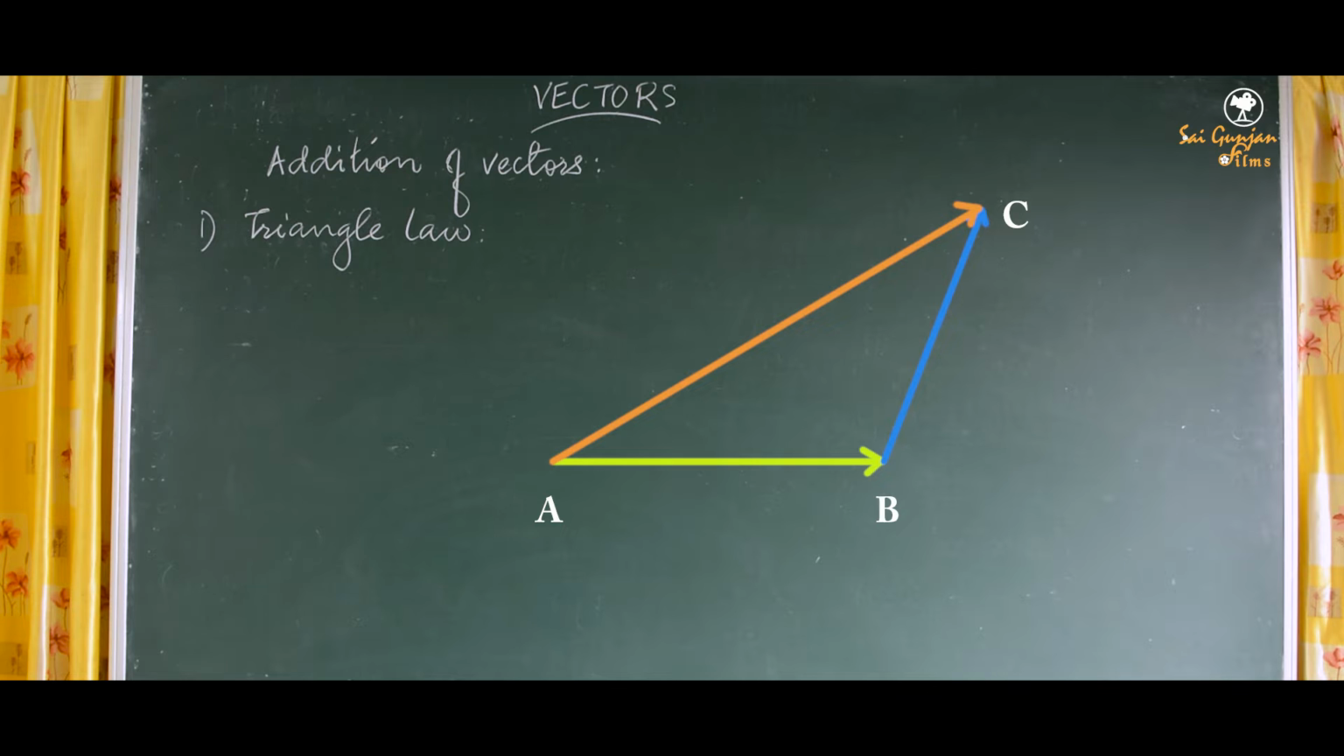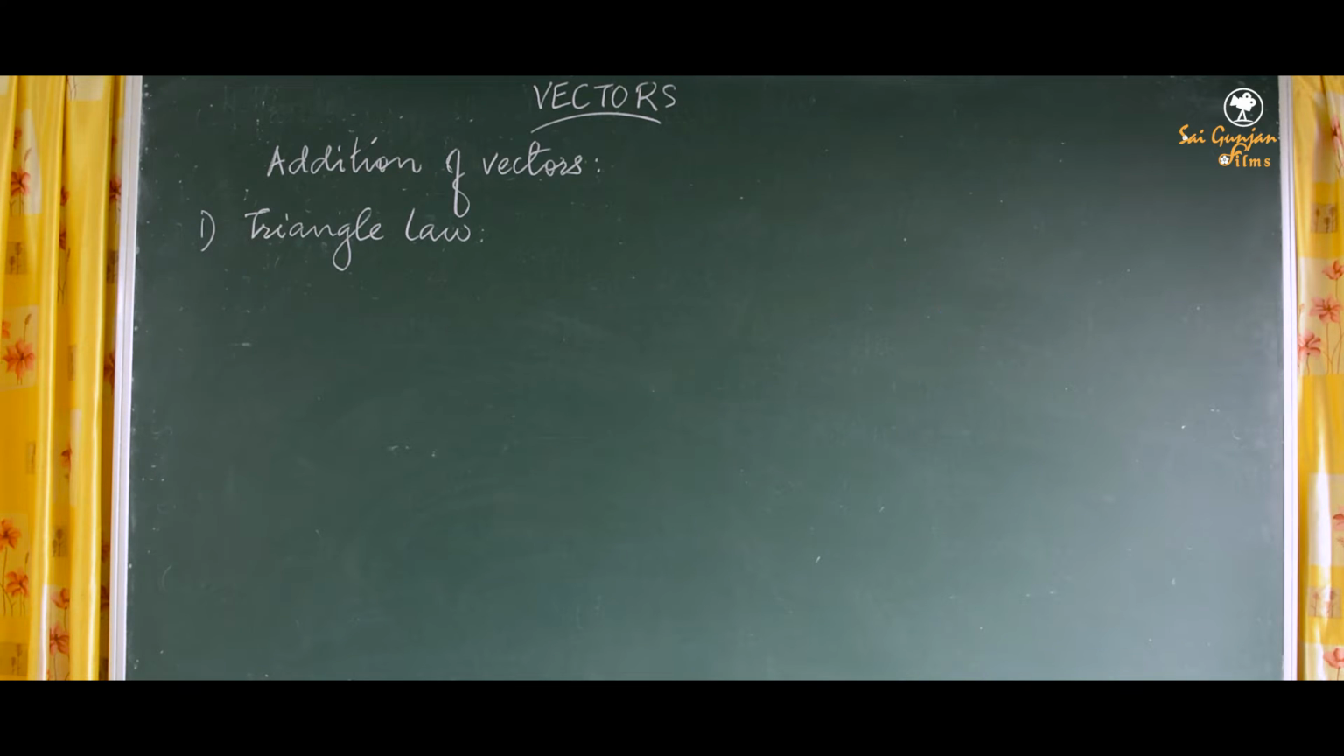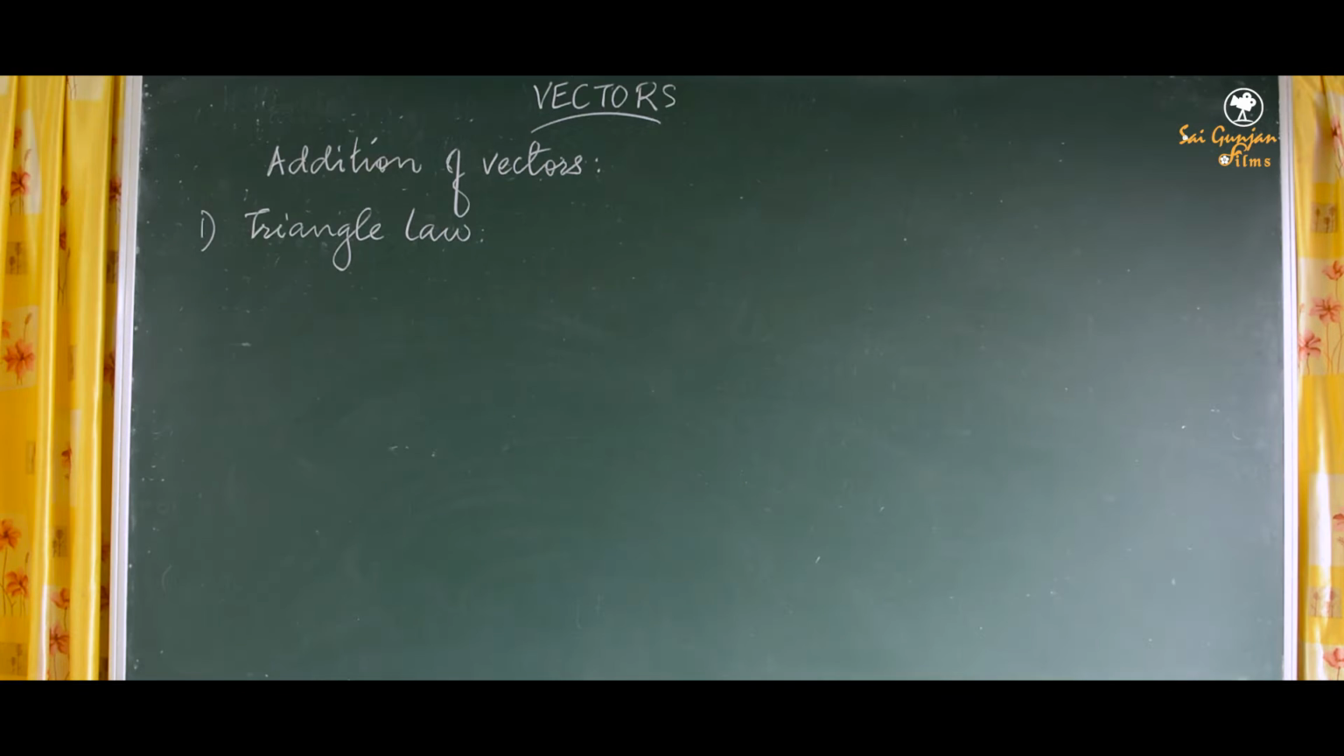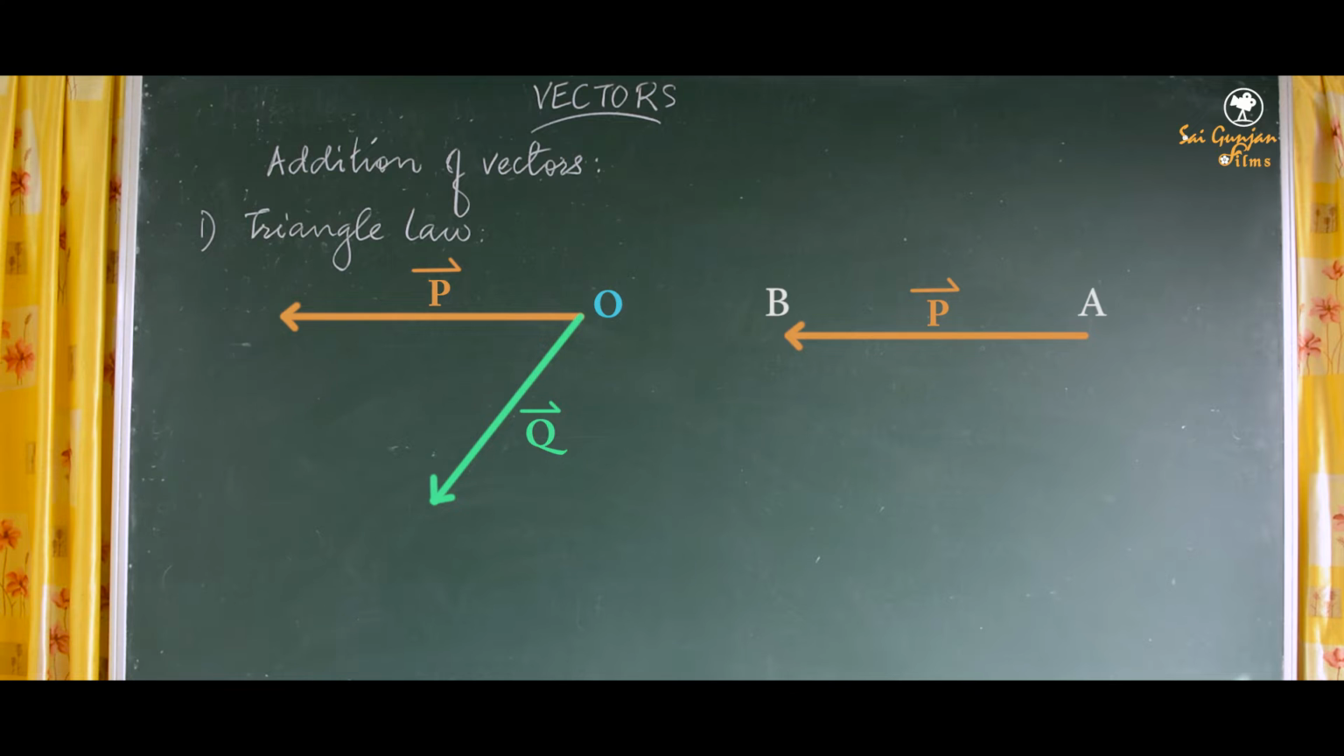Hence, if we take those displacements as vectors, we can say that when the vectors AB and BC are added, they produce the resultant vector AC. Okay, let's take one more example. Let the vectors P and Q act from the same point O. Now, to find the resultant vector for P and Q, we do the same thing as before. First, we draw the vector P from A to B, and then from the point B, we draw the vector Q, that is from B to C.